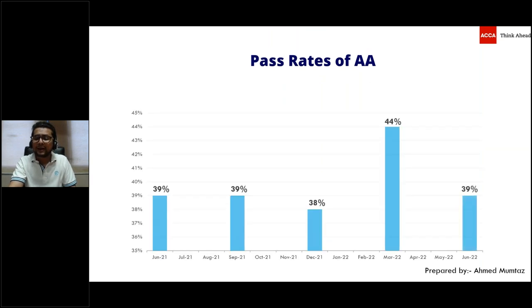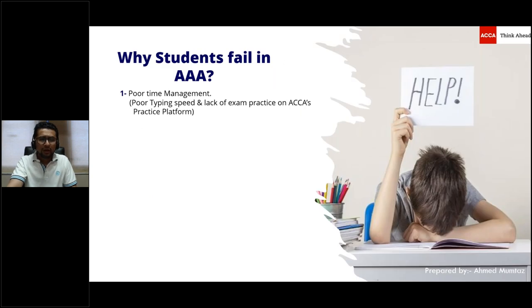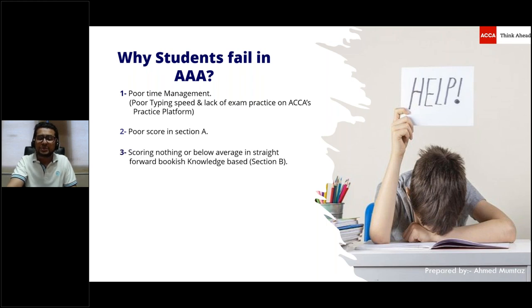The pass rates are so pathetic because nobody seems to prepare the OTQs. Nobody seems to give due respect to the minor topics, and everybody seems to be focused on risk, controls, procedures, that's it. But you should not be doing it. You need to invest quality time on the OTQs on a daily basis, and you need to invest quality time on minor topics. Maybe 3-4 days would do the job. I hope you are attempting everything on the ACCA's practice platform. I hope you are solving 3 OTQs in the morning and 3 OTQs in the evening. I hope you are not ignoring the bookish knowledge based questions when you are attempting a full past paper question. Don't ignore them. Give them due time and due respect.